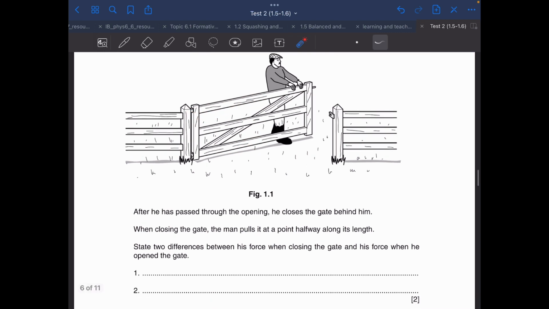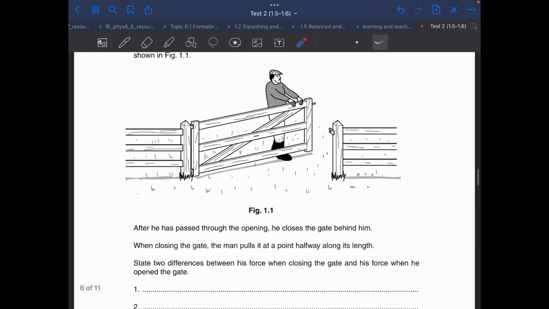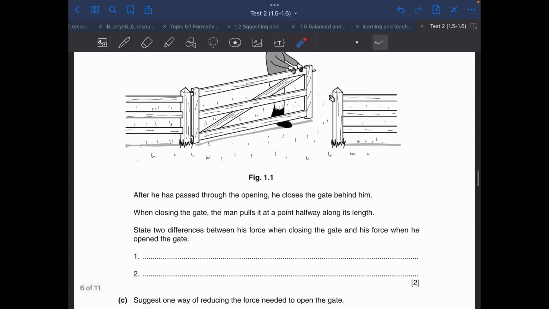State two differences between his force when he was closing the gate and his force when he was opening the gate. When he was opening the gate, he was applying a force close to the end of the gate, so close to the whole length of the gate. However, when he was closing the gate, he was applying a force along halfway. So he had to apply a larger force to close than to open, because the distance was less. And the moment of a force, as we know, is the force multiplied by the distance to the rotation point, the hinge. So two differences.